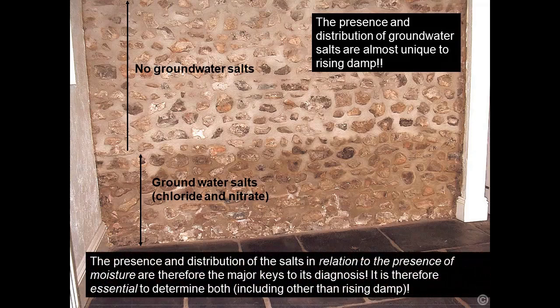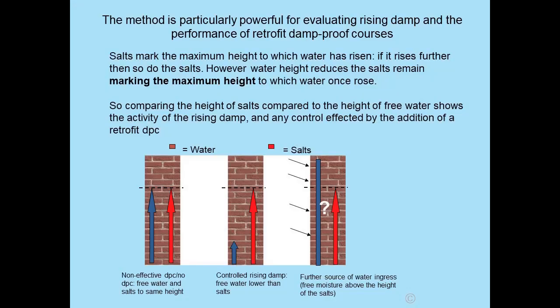And indeed, it's the presence and distribution of groundwater salts that are almost unique to rising damp. The presence and distribution of the salts in relation to the presence of moisture are the major keys to the diagnosis of rising damp. And in essence, we really need to determine both. We can also use the method for other than rising damp, as we'll see. As mentioned just now, the method is particularly powerful for evaluating rising damp, but especially the performance of retrofit damp-proof courses.